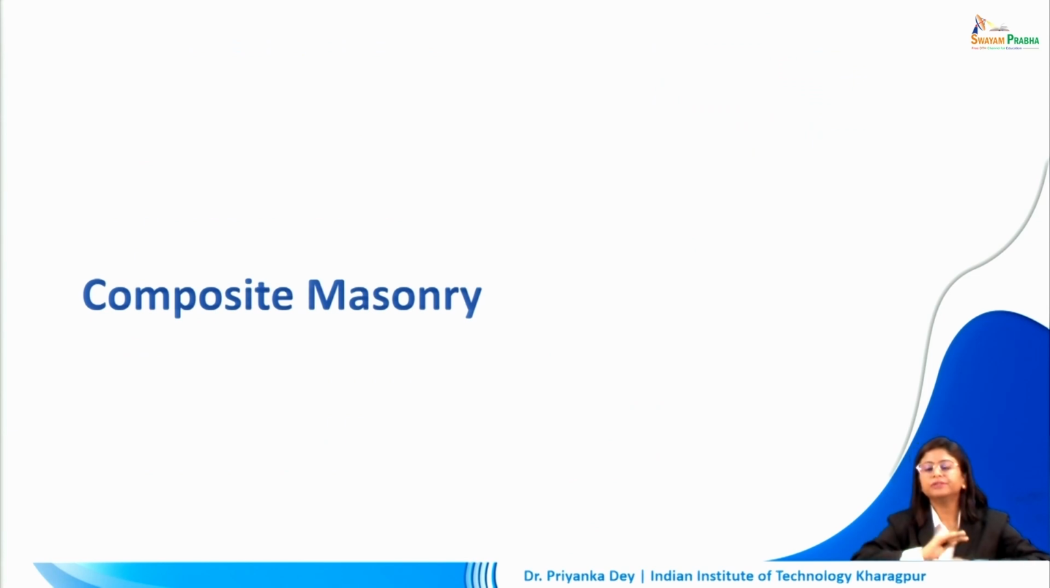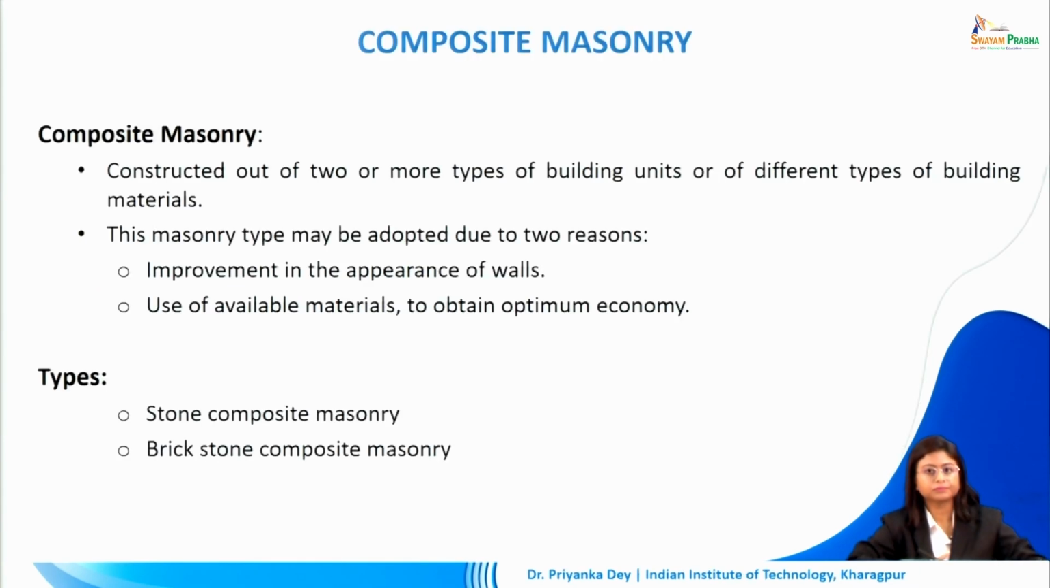So those were the different types of joints, and before that we took a look at different types of finishes that we can have in our stone masonry. Let's now get started with composite masonry. Composite masonry is constructed out of two or more different types of building units or different types of materials.